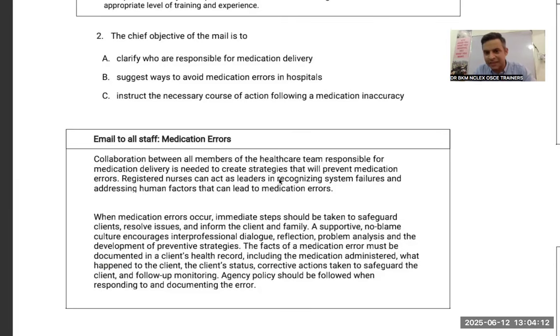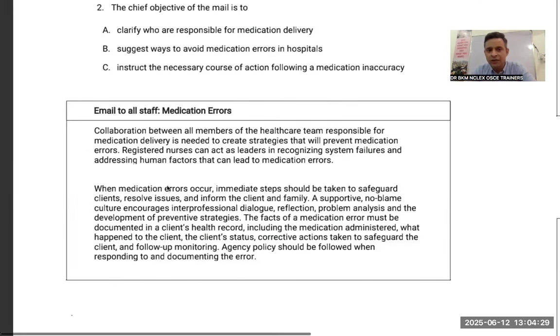Registered nurses can act as leaders in recognizing system failures, addressing the human factors that can lead to medication errors. So they are talking about medication errors due to human factors, due to human resources, like nurses being the medication providers or medication givers to the patient. When medication errors occur, now the importance of the email.